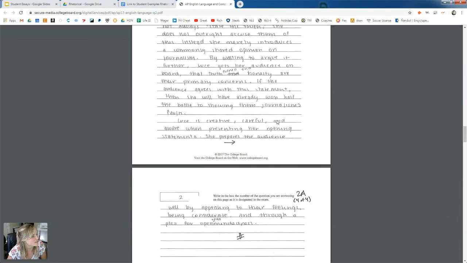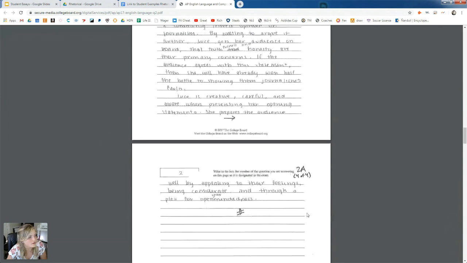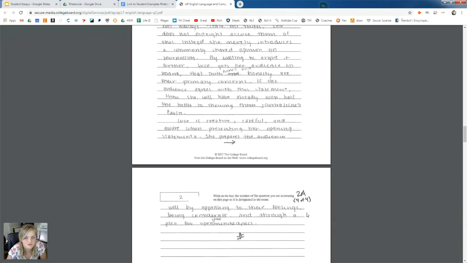Luce is creative, careful, and aware when presenting her opening statements. She prepares the audience by appealing to their feelings, by being considerate, and through a plea for open-mindedness. So if you guys want to write down or mentally note, or comment, what you think this essay got, I'll go ahead and flip over there. I'll give it just a minute so you can think.